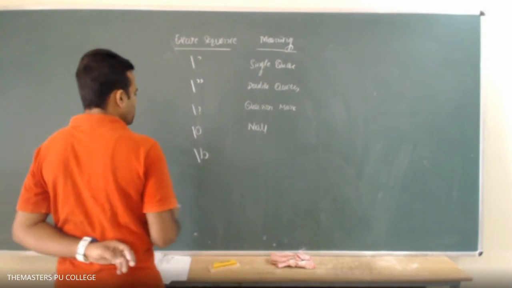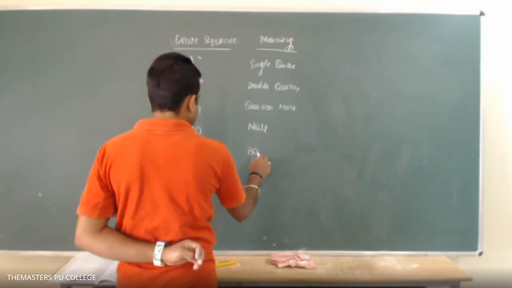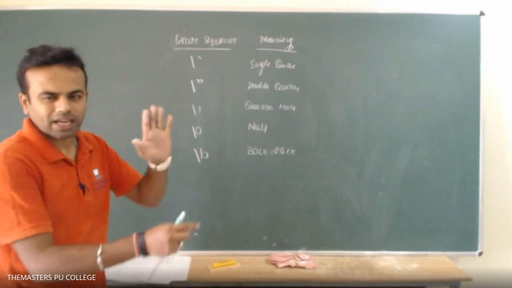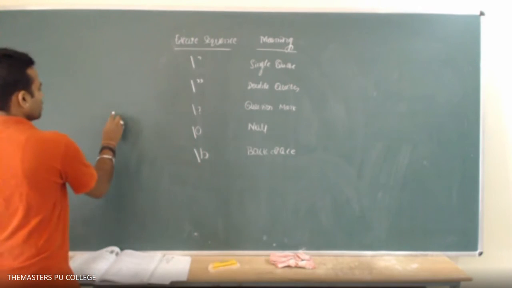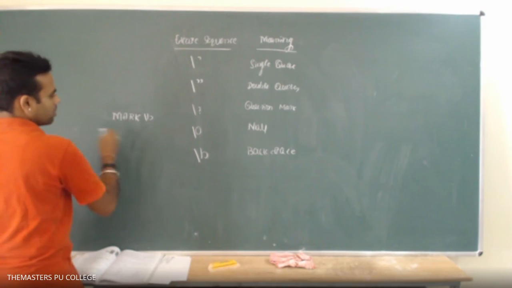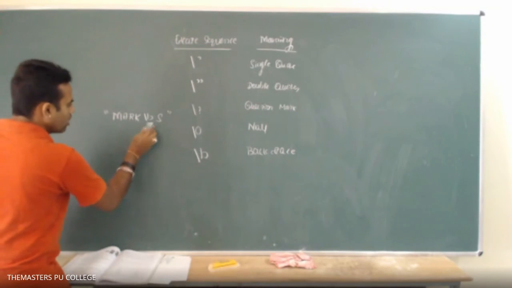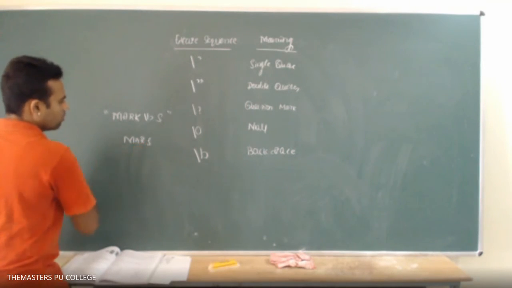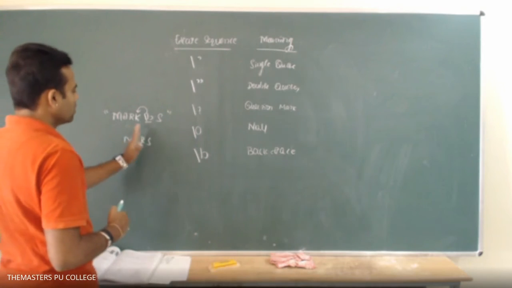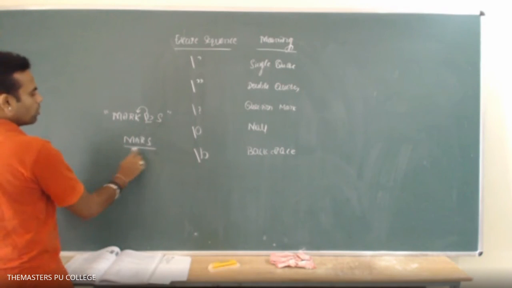Next, \b. Backspace. Right? After one character, if you put this escape sequence, then one character will be erased. Look now, suppose we have "marks". After "marks" I put \b and then write s. This is inside double quotes, it is a string. So the output will be "marks". So what does backspace do? It erases the k. So the k will be erased and the output will be like this.